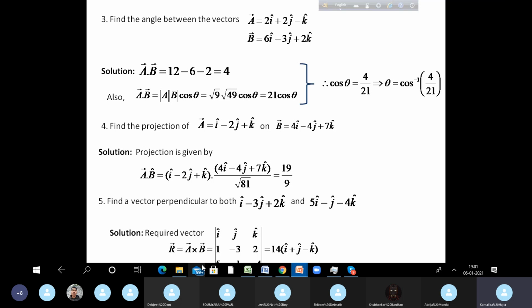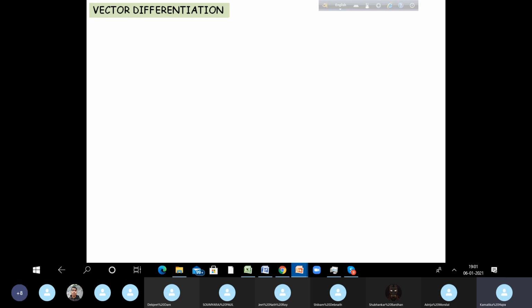And you can take a dot product of R individually with A and B. Sometimes in the problem they ask you to show that the result is perpendicular to both A and B. So you take the dot product of R with A and B separately to show that the result is 0, which shows that R is perpendicular to both A and B. So these are some typical sums.